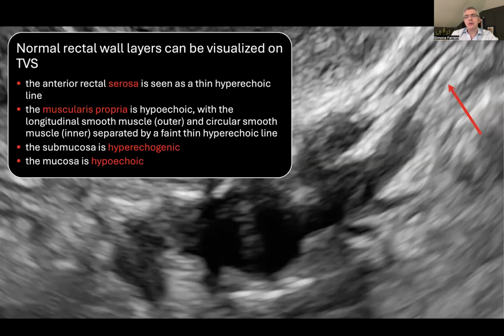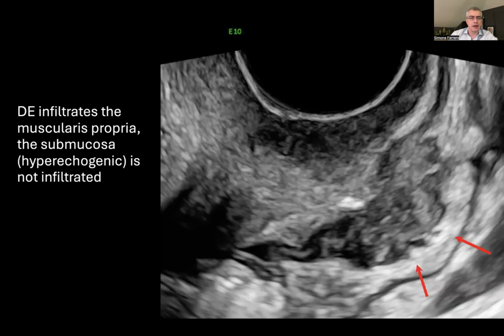When we have a nodule, we must assess the depth of infiltration of endometriosis in the intestinal wall. The normal rectal wall can be visualized on transvaginal ultrasonography. In fact, the anterior rectal serosa is seen as a thin hyperechoic line. The muscularis propria is hypoechoic. The submucosa is hyperechogenic, and the mucosa is hypoechoic.